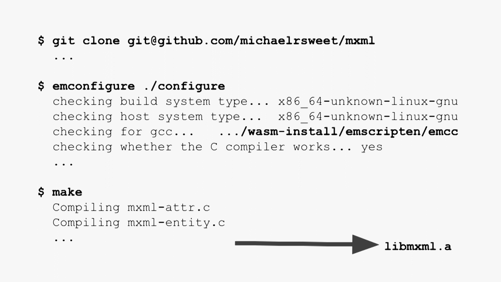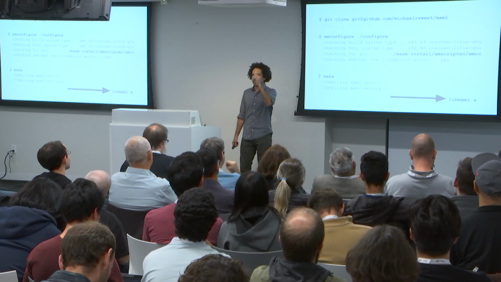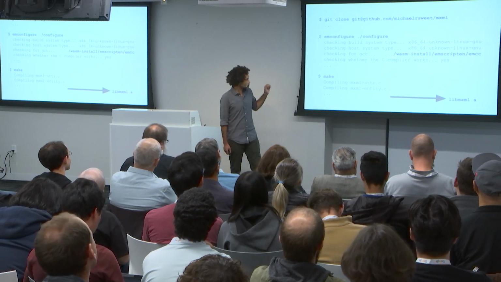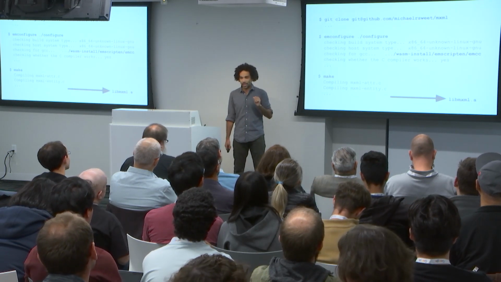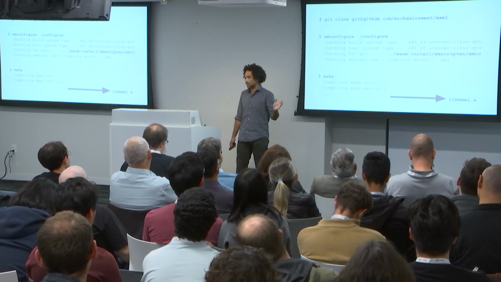I ran emconfigure. That's another emscripten tool. You just run that, and it does the configure step for you. And then I run make. That's all I did. And it just worked. Cool, right? So it generates this library for me. That's what the .a is. It stands for archive. libmxml. So that was exactly what I needed, actually.